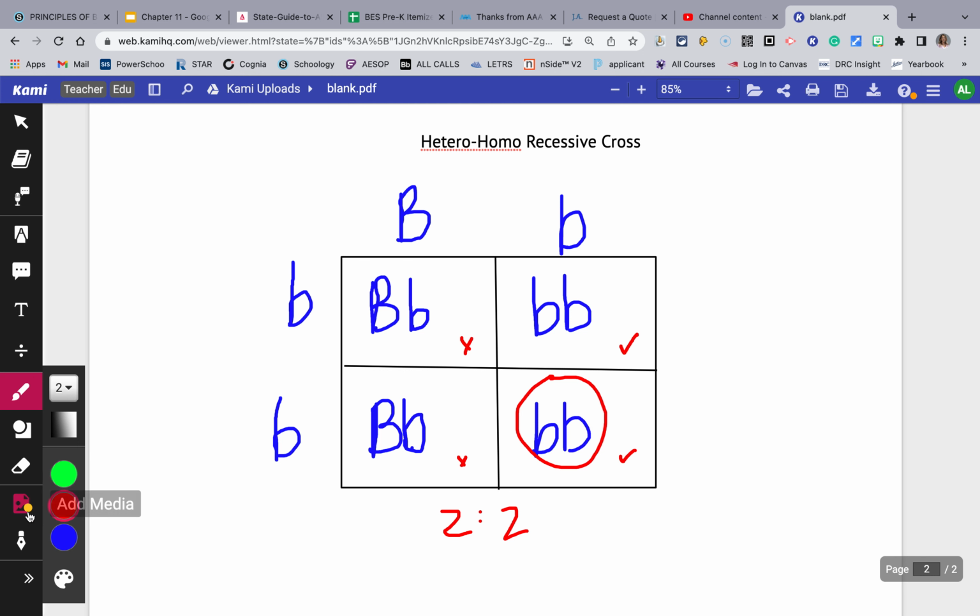So Hattie and Scarlett are heterozygous like their daddy. They have brown eyes, but I know they're carrying a recessive gene from me because I do not have brown eyes.